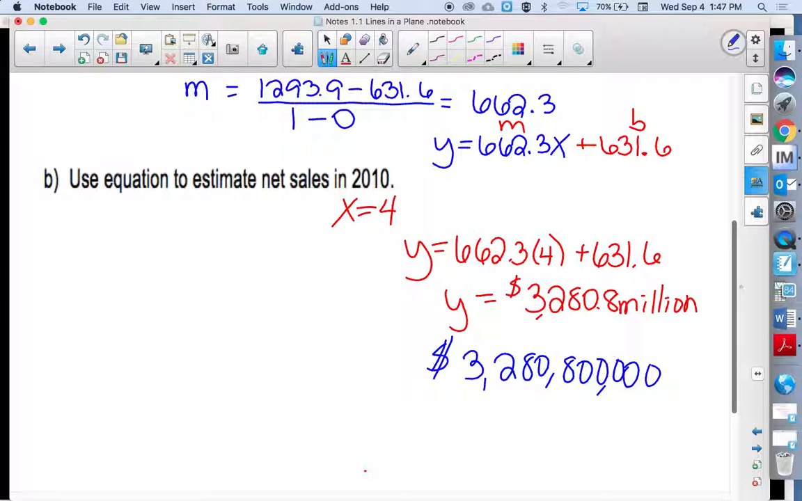So 4 years later, they're now making $3 billion instead of starting with the 631 million. You don't have to write it like this. You can keep your answer like that there. Just make sure you apply the word million after. Questions?